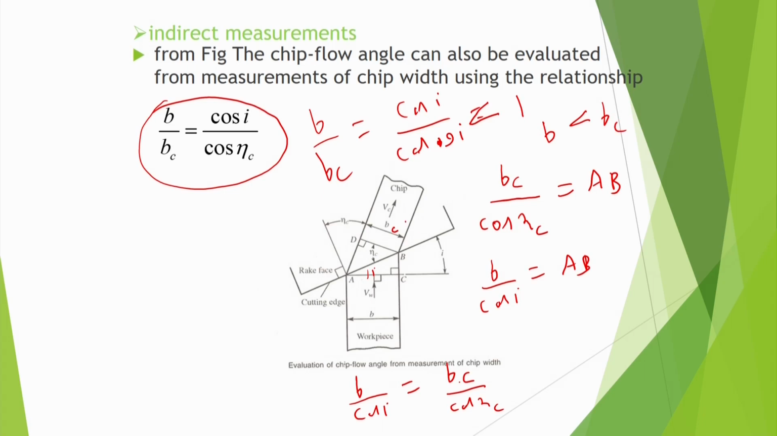So that means chip width may increase a bit. Actually, we see that chip thickness also increases due to deformation, but the length reduces. But here it is showing that BC is greater than B. So suppose BC is greater than B, that means the chip will also widen a bit. That means it will spread also a bit. So that type of relation is there.